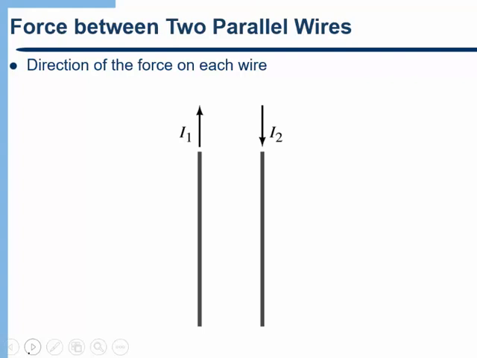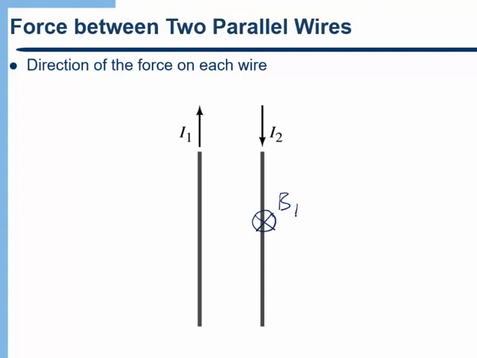Let's look at how this changes if one of the currents is up and one of the currents is down. So this is really important to be able to work this out. Again, if I'm trying to find the force on wire number 2, I want to first figure out the direction of the magnetic field created by wire 1 over there. So thumb in the direction of the current, look at where my fingers are, and what I see is that the magnetic field is in due to wire 1, where wire number 2 is.